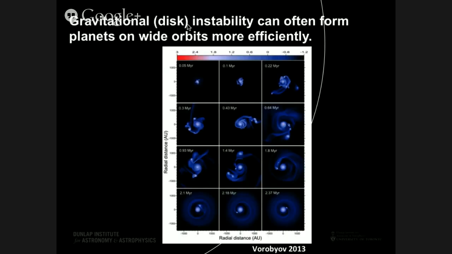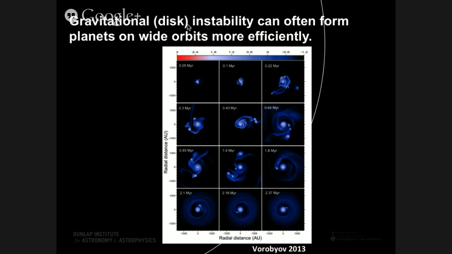So I'm talking about the gravitational instability method instead. This has often been invoked as a better method for forming these wide planets and has often been favored. This is a snapshot of some simulations by Vorobyov in 2013, where they again simulated a massive disk, and it would collapse at various times through different time snapshots.